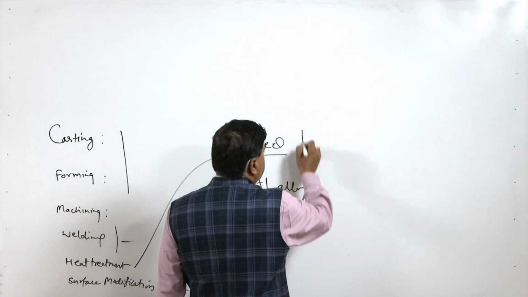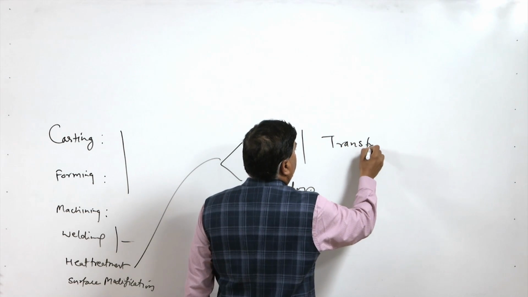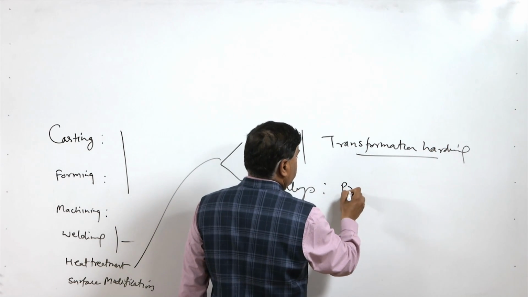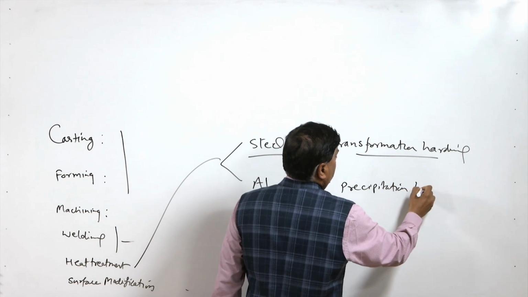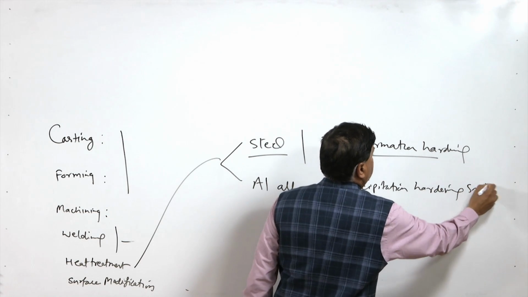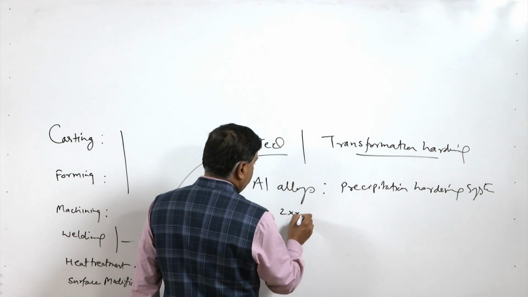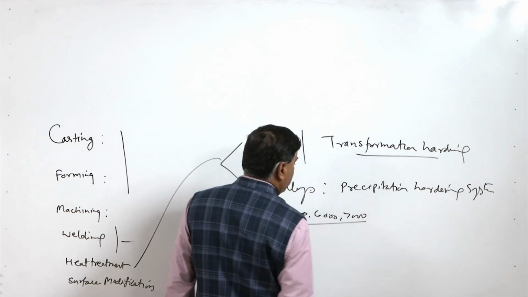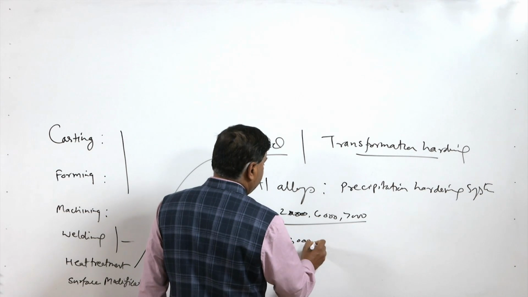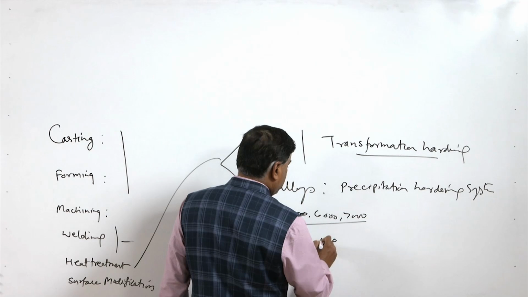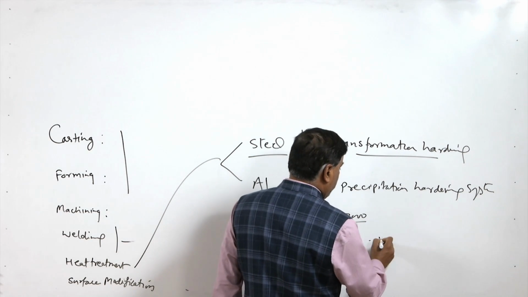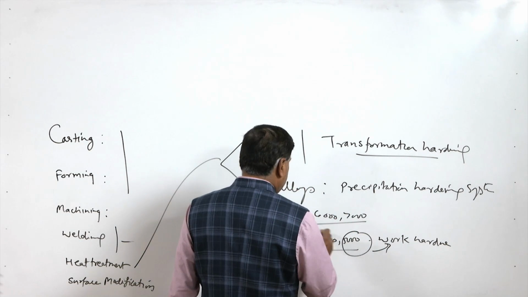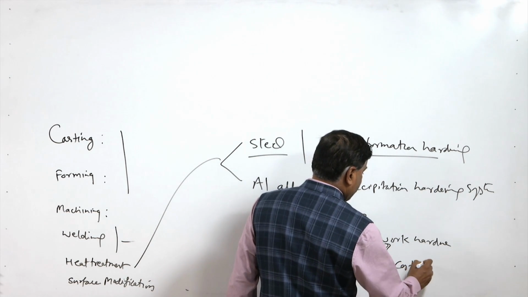So, for steel, we know that these are the transformation hardening metal systems, and these are the precipitation hardening systems, although there are some systems which are work hardenable. The 2000, 6000 and 7000 series aluminum alloys are precipitation hardenable. On the other hand, 3000, 4000 and 5000 series aluminum alloys are work hardenable. Among these, 5000 is basically work hardenable, and 3000 and 4000 systems are the cast alloys.